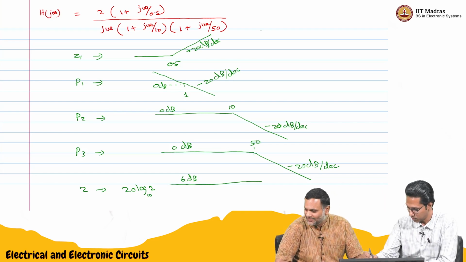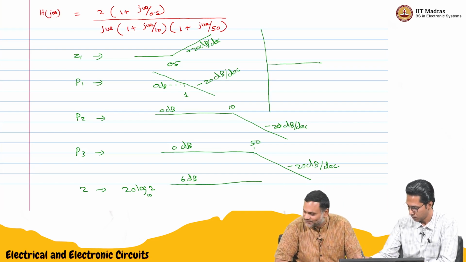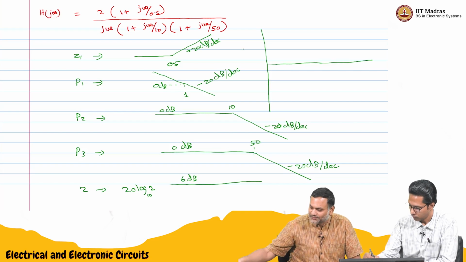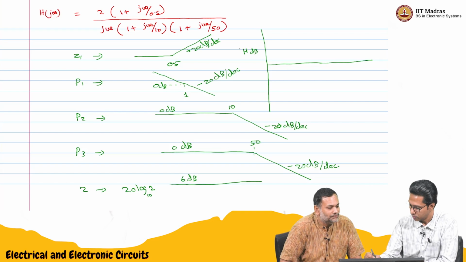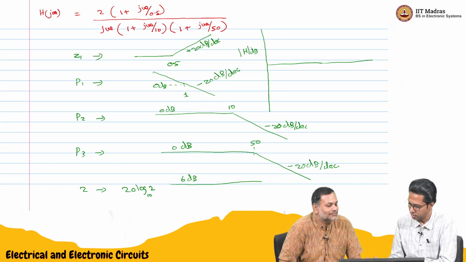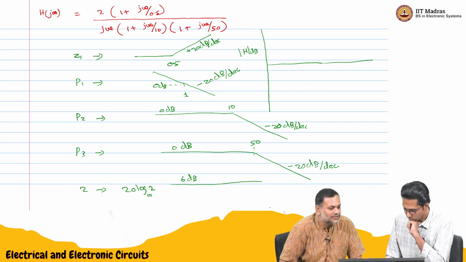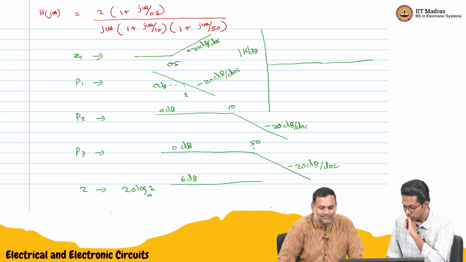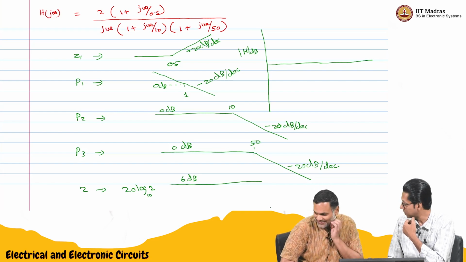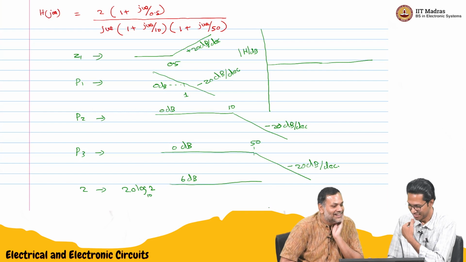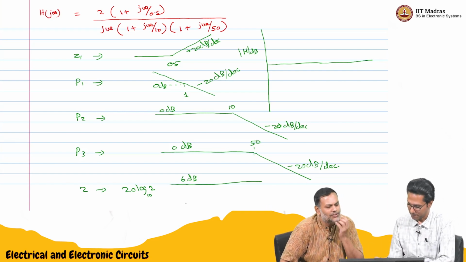So I'll maybe try to draw here itself. Magnitude of H in dB. It may not be that straightforward to draw unless we have a... That's true. So let's approximately see. We can draw it approximately. So let's take a guess.